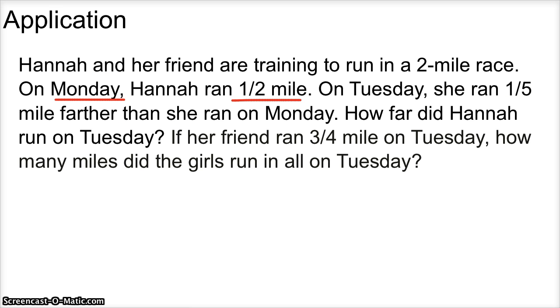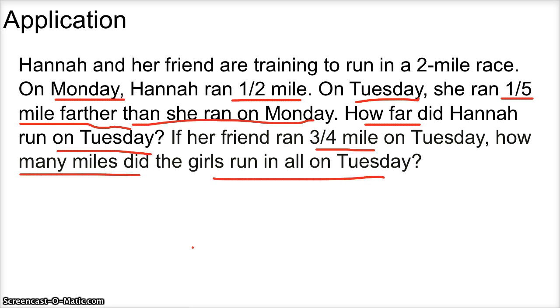On Tuesday, she ran 1/5 mile farther than she ran on Monday. I underlined all of that because it's all important. How far did Hannah run on Tuesday? So how far? Tuesday. Then there's a second part. If her friend ran three-quarters of a mile on Tuesday, how many miles did the girls run in all on Tuesday? In all is a key word.